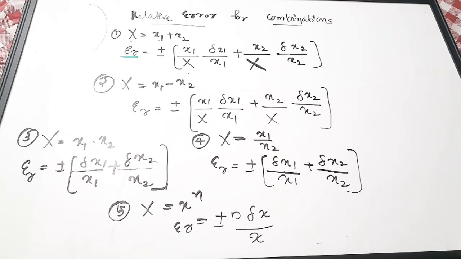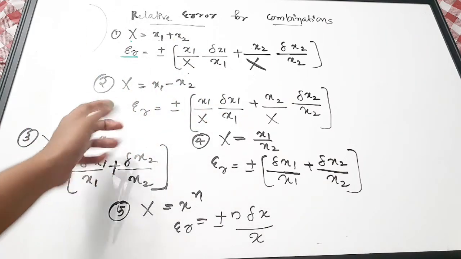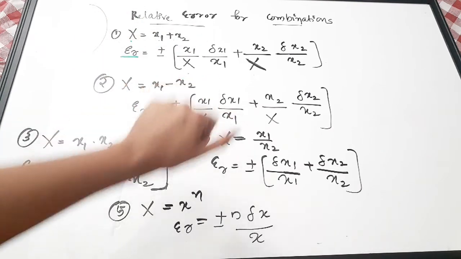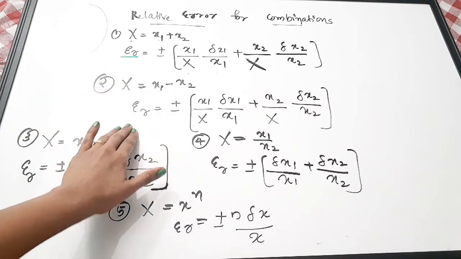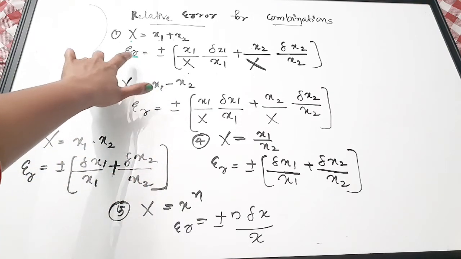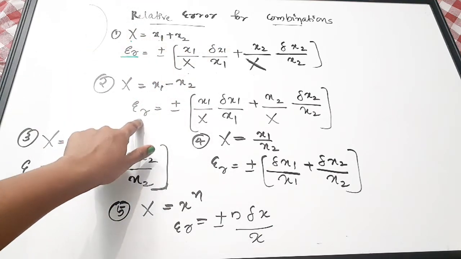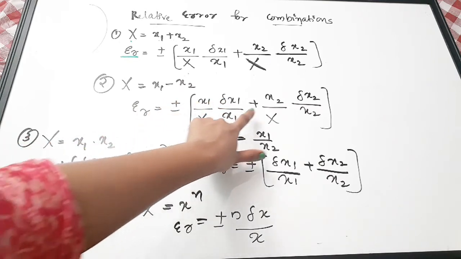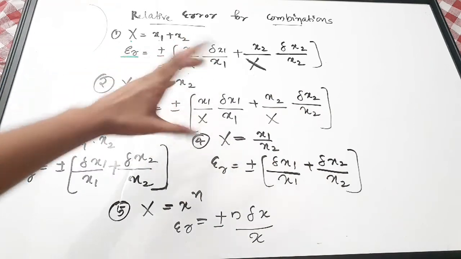Now, next is the case in which we are going to take the difference between the two quantities. So the resultant, or the equivalent, is x1 minus x2. In that case, the same as the previous case, epsilon r is exactly the same equation as the addition. So the error will always get added. Okay. So epsilon r is equal to plus or minus x1 by capital X into delta x1 by x1, plus x2 by capital X into delta x2 by x2. So these two equations are the same.